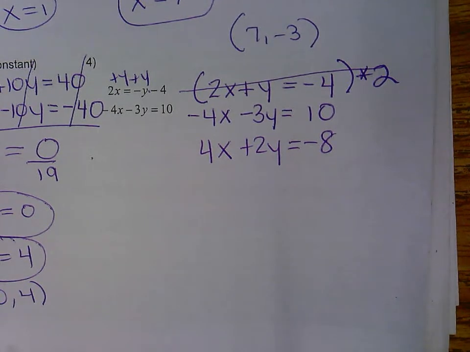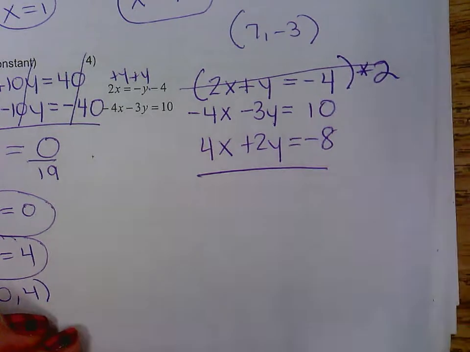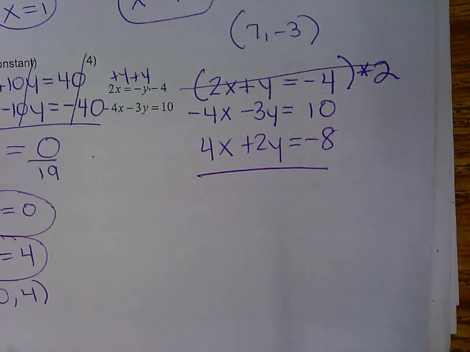So now, see if you can finish this problem. Do elimination on these 2 rows, right? Add them together. See if you can get x and y to finish that problem. It's not a trick. You've got to be paying attention.